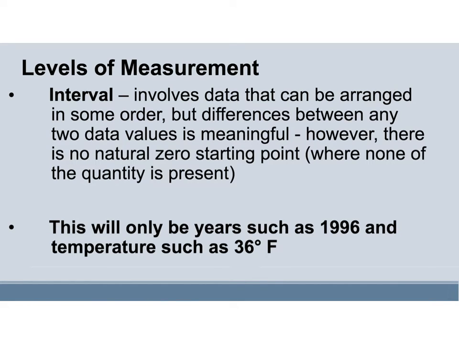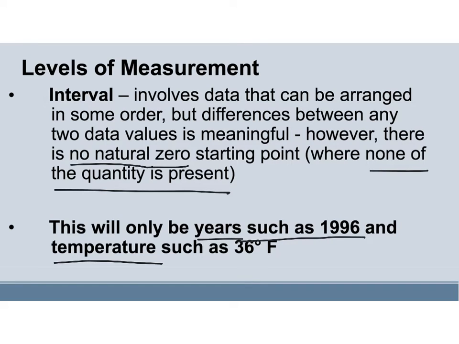Interval is quantitative data, but it doesn't have a natural zero. There's no natural zero, which means there's never a time when none of the quantity is present. The two things that will happen that you will have interval data is temperature and years. Years like 1996, not years like I'm 30 years old. Okay? So if you see years or temperature, you know it's interval data.